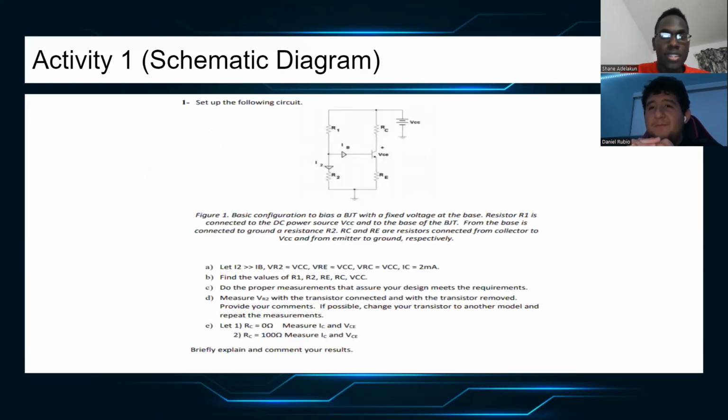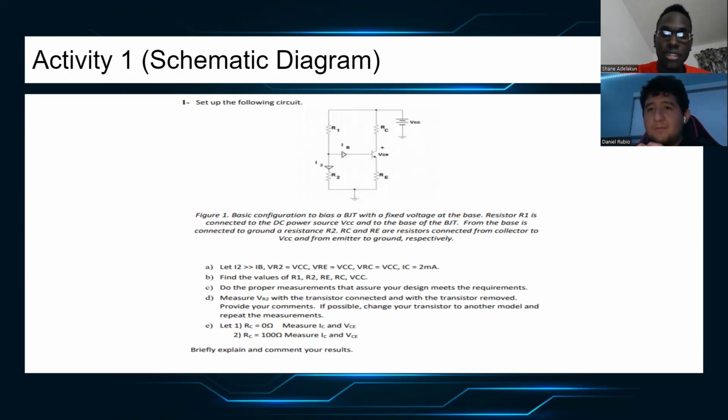This is activity 1, the diagram. What we're going to do: we have to find, for part A, I2, IB, VR2, VCC, and VRE, which is approximately equal to VCC, VRC equal to VCC, and IC equal to 2 mA. We have to find the values of R1, R2, RE, RC, and VCC.